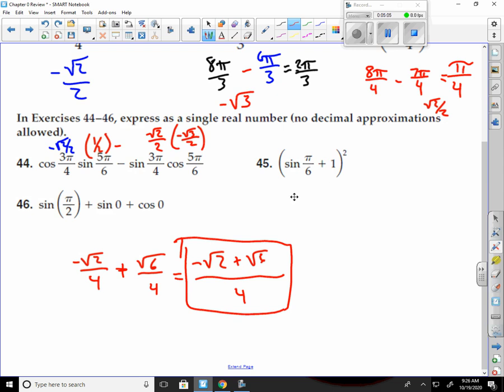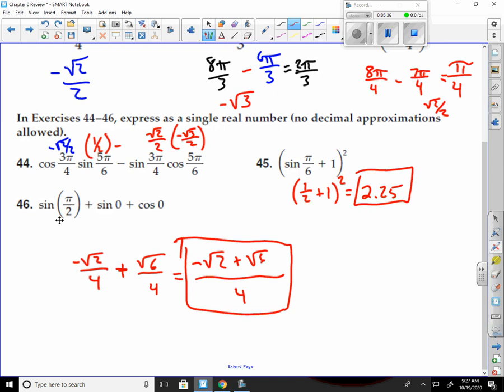Okay, sine of pi over 6. That is 1/2 plus 1 squared. 1/2 plus 1 is 1.5. 1.5 squared is 2.25. That's your final answer. But Russell, I thought you said we can't have decimal approximations. This is not an approximation. It is an actual value. So it's not a decimal approximation.